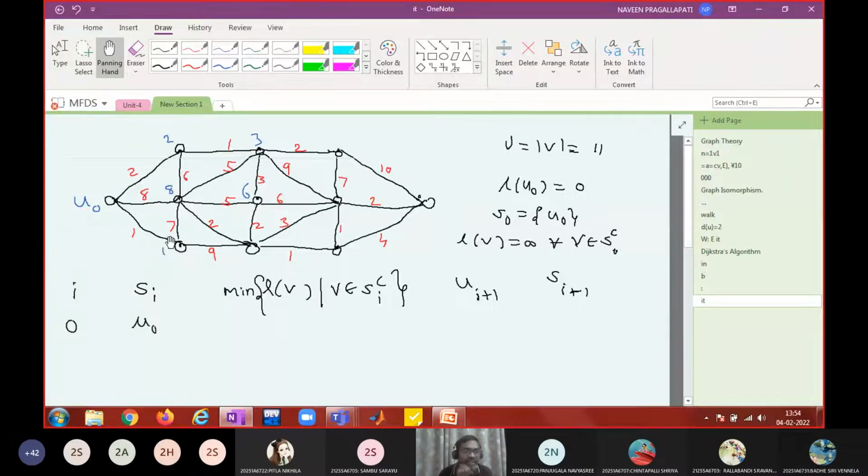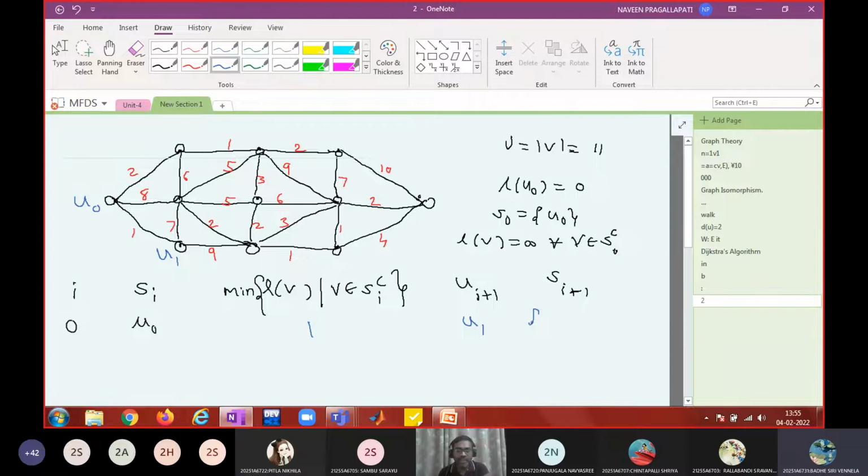So you call this u1 for the next iteration. Is it clear? So for the next iteration, which node am I selecting? The node which is really short when compared to all other nodes. So I'm going to call this U1. So my next node is U1, and the minimum distance from U1 to U0 is 1. Am I right?